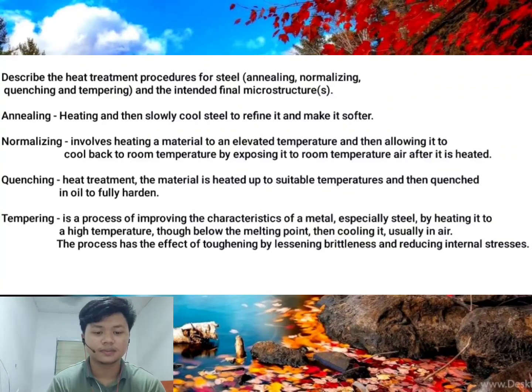For quenching, the material is heated up to a suitable temperature and then quenched in oil to fully harden. The last one, tempering, is a process of improving the characteristics of a metal, especially steel, by heating it to a high temperature, but below the melting point, then cooling it, usually in air. The process has the effect of lessening brittleness and reducing internal stress.